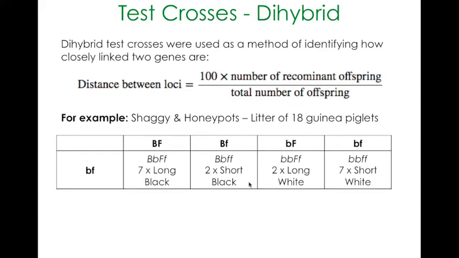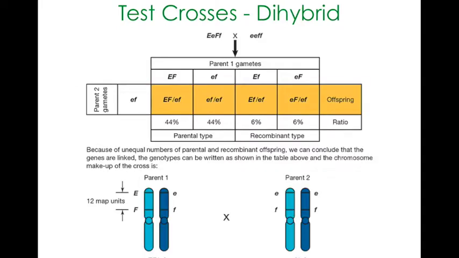So I go 4 times 100 divided by the total number of offspring that I produce. 7 plus 2 is 9, plus 2 plus 7 is 18. So 100 times 4 is 400 divided by 18, and that comes to whatever the number that is. That actually tells you an estimation of the gene loci distance, or the distance between them. So we can conclude there that the genes are linked and the genotypes can be written in that kind of fashion. Now, here's another example.